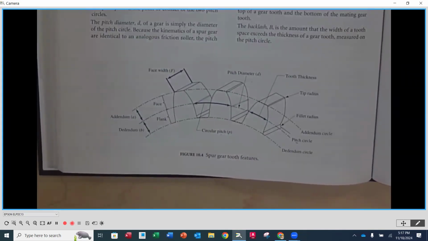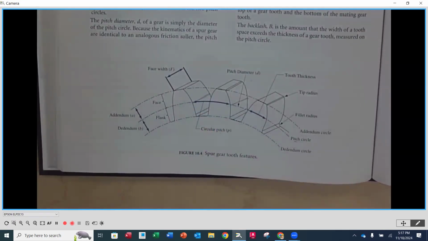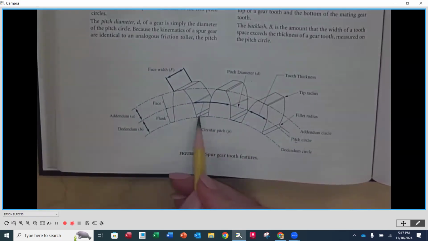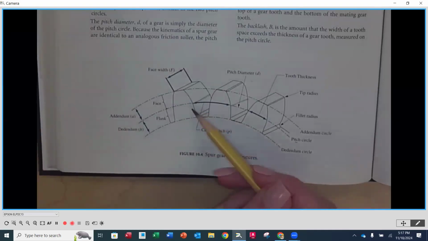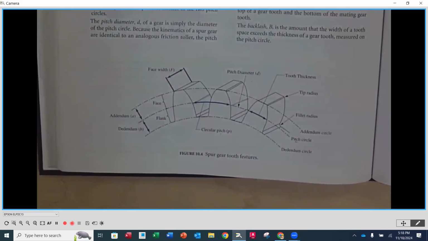Now, above the pitch diameter is what we call the addendum. Addendum is from that pitch circle to the top of the tooth. The dedendum is below that pitch diameter down to what we call the root of the tooth, which is right here, the bottom of the tooth. The dedendum will always be larger or taller than the addendum. That is because the addendum of the mating tooth is going to come down, engage, and be down below the dedendum line of this tooth, for instance.